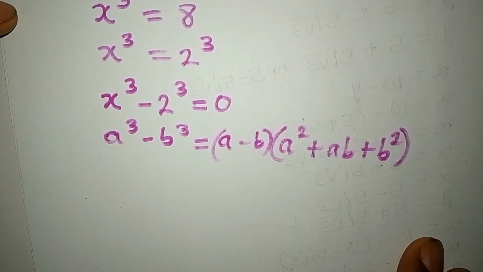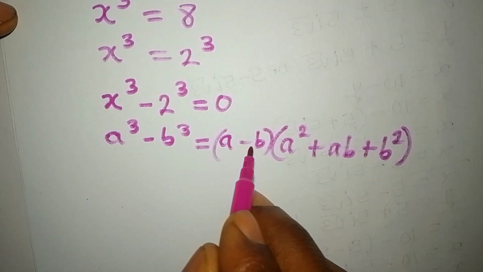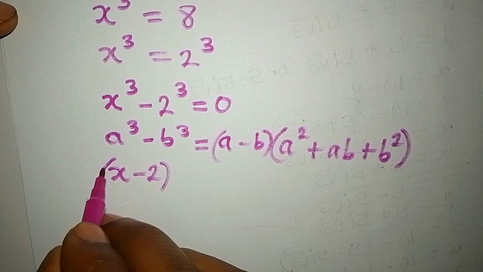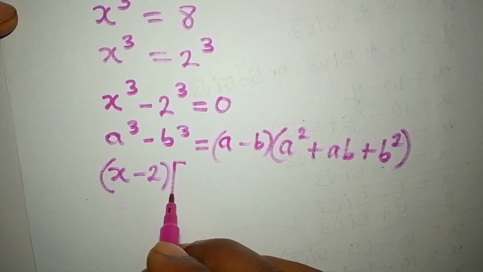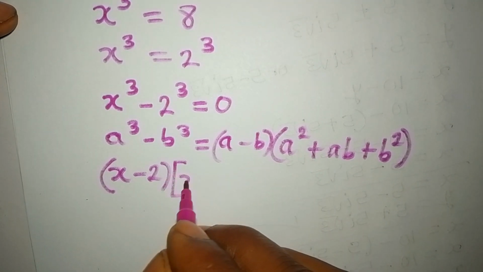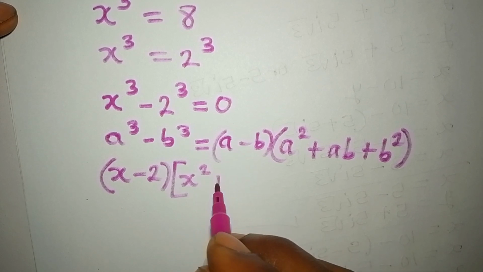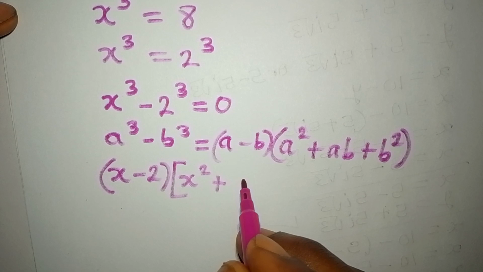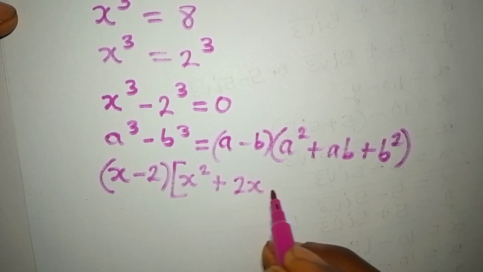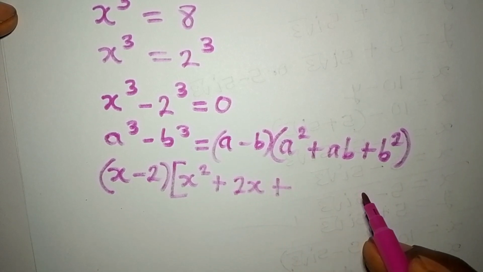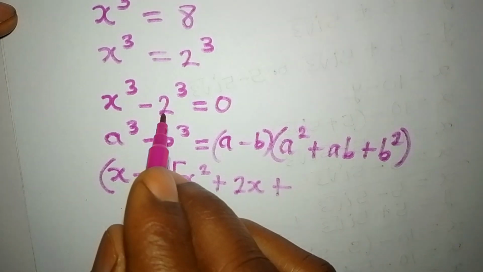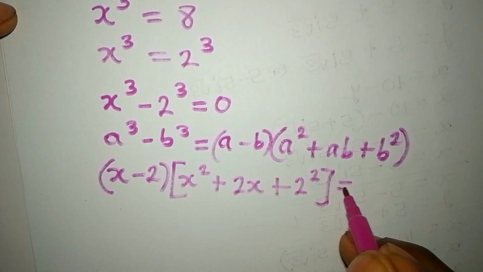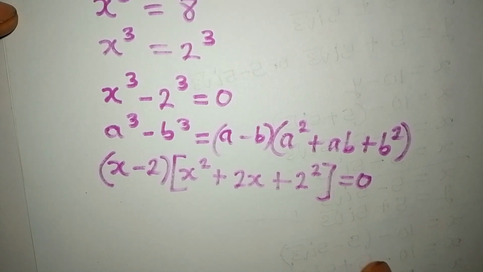Okay, so this is what we're going to have, and in place of a minus b, I'll write x minus 2. Close this. Then in place of a squared, I'll write x squared, then plus ab becomes x times 2, and that will be 2x. Then plus b squared becomes 2 squared, and then I will equate everything to 0.